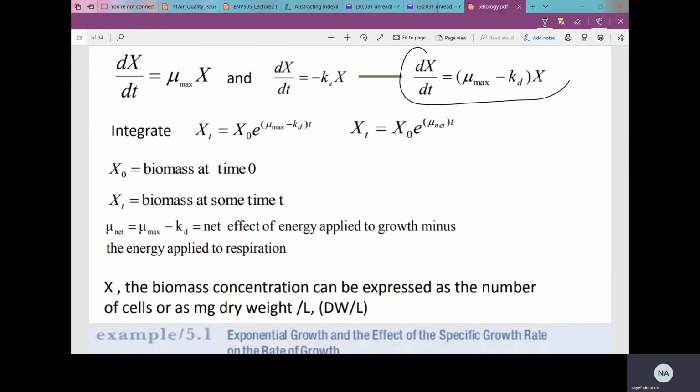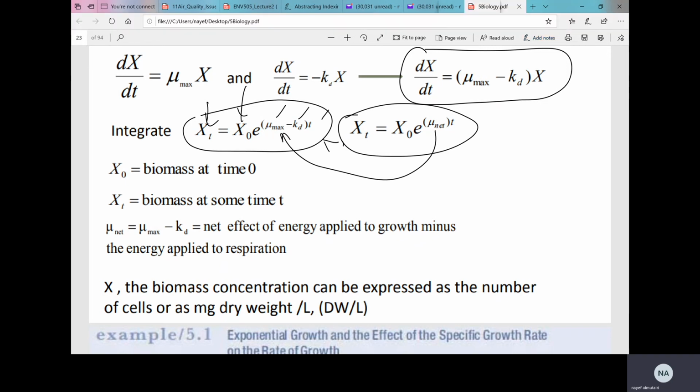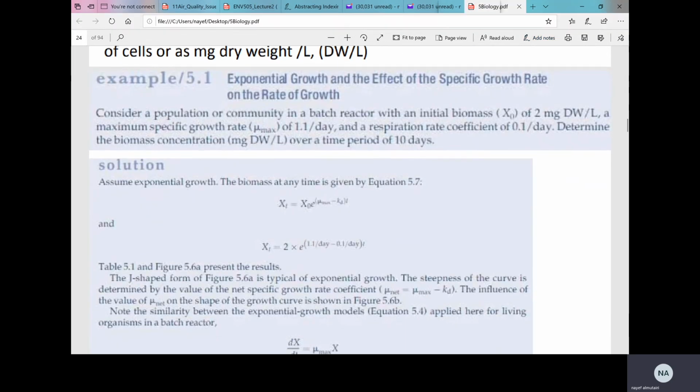The exponential growth follows this equation. This is the growth according to this technique. If you integrate that, it will be like this. This is the biomass at time t. This is the biomass at time 0. Mu max is the maximum growth rate. Kd is the constant death rate. And t is the time. And if you want, this could be exchanged with this one, because mu net is equal to mu max minus Kd. So if someone asks you what mu net is, you can find it by mu max minus Kd. This is a good example to look at.